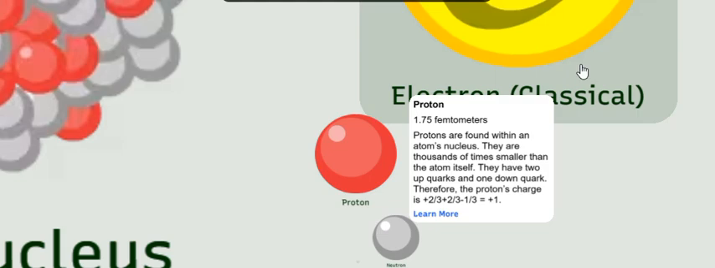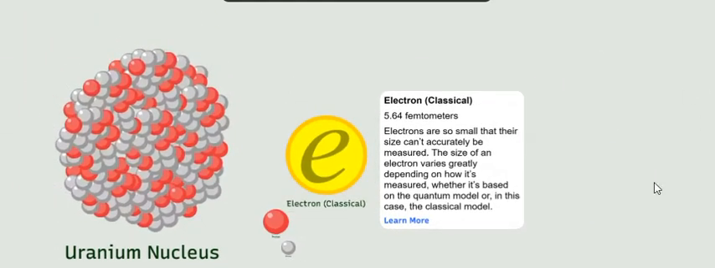Electron, classical. Electrons are so small that their size can't be accurately measured. The size of an electron varies greatly depending on how it's measured, whether it's based on the quantum model or, in this case, the classical model.